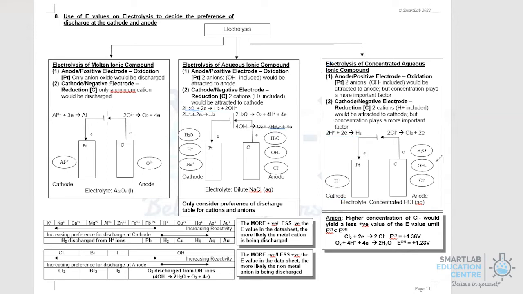However, at the anode, we still have the same three species. They are contending to be oxidized. And it is important to note that OH- will be immediately ruled out since the solution is acidic.